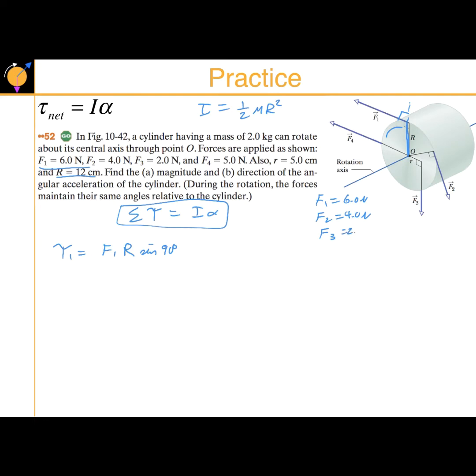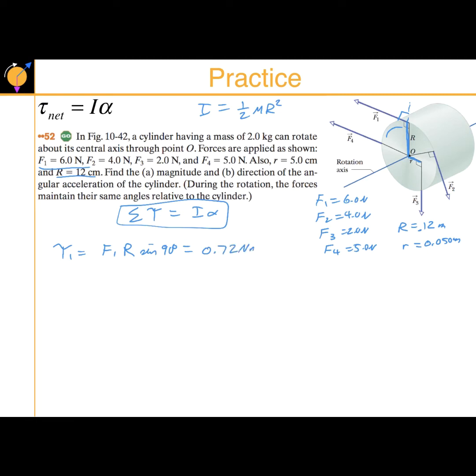F3 is 2 newtons. F4 is 5 newtons. And big R, the radius of the cylinder, ends up being 12 centimeters, or 0.12 meters. And one of the forces is at radius little r right here, force 3, and that's only 5 centimeters, that's 0.050 meters.